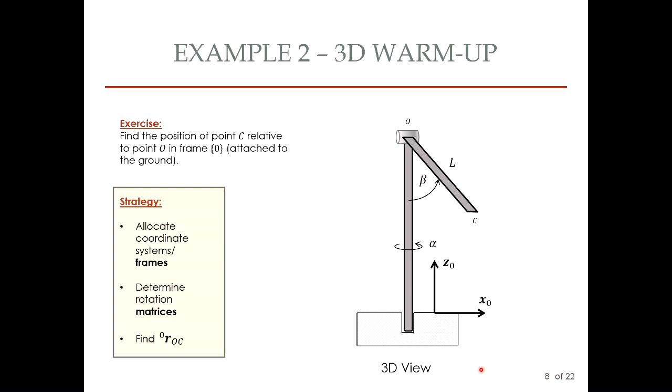What you are required to find is the vector going from O to C. So this vector from O to C, and you need to represent it in frame 0, this black frame. Okay, similar thing. Now what we are going to do is, again, attach coordinate systems. First I feed you with my choice, then later you will be doing your own choices. Determine rotation matrices according to that choice, and then finally doing the algebra.